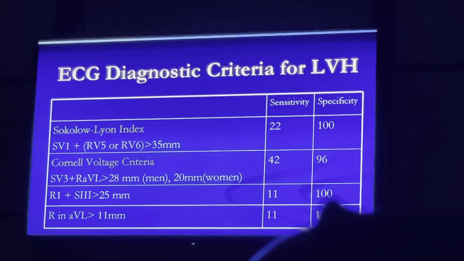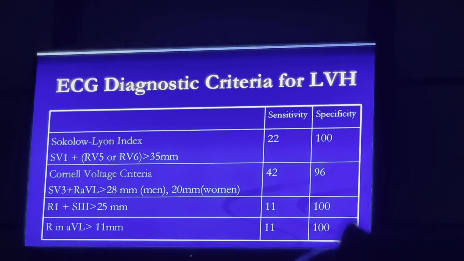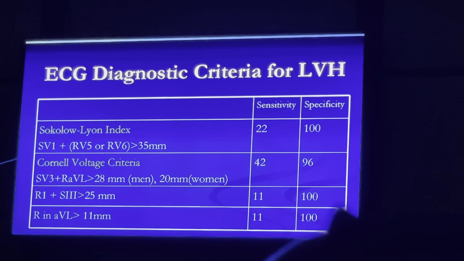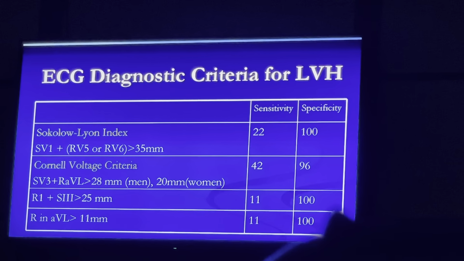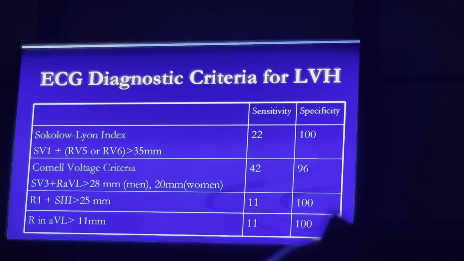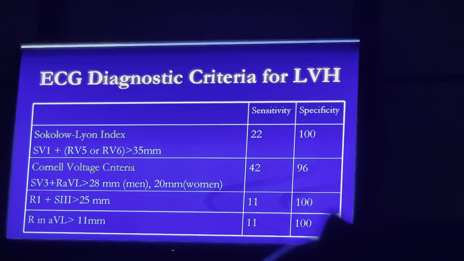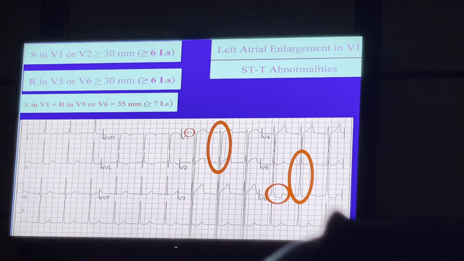So this is the diagnostic criteria. You all know about it. There are certain criteria on which we diagnose LVH or RVH. The simple one is the Sokolow-Lyon criteria, in which the S wave in V1 plus the R wave in V5 or V6 is more than 35. So you can memorize these criteria for your exam purpose. The next simple one is this, 31.